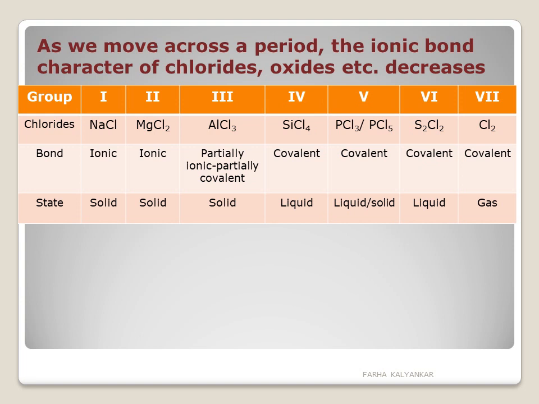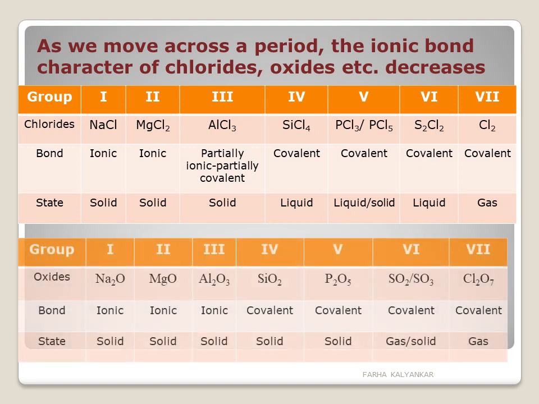Also, the oxides of the elements belonging to period 3, if jotted down, we can find that from left to right the ionic character goes on decreasing, whereas the covalent character goes on increasing.